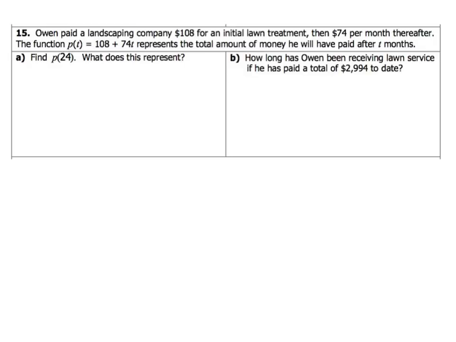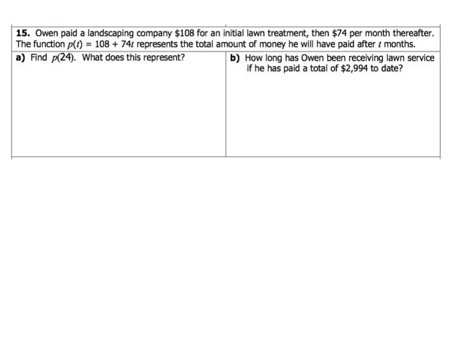Number 15, we've got a word problem. Owen paid a landscaping company $108 for an initial lawn treatment and then $74 per month thereafter. So they give us a function. The function p of t equals 108 plus 74t represents the total amount of money he will have paid after t months. So t represents the number of months. The first part is asking us to find p of 24. Then what does this represent? So first let's find p of 24.